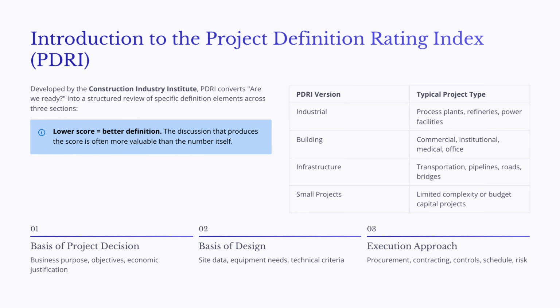Now let's introduce the Project Definition Rating Index, commonly called PDRI. PDRI was developed by the Construction Industry Institute to help project teams evaluate how complete their project definition is before major authorization. It changes a broad and subjective question, "Are we ready to proceed?" into a structured review of specific definition elements.